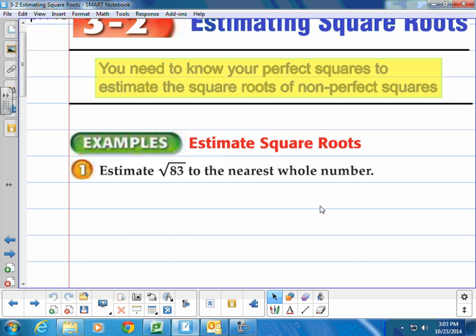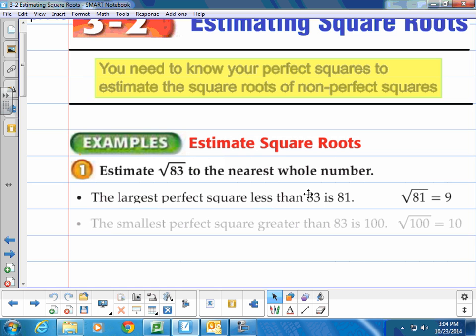First thing I recognize is that 83 is not a perfect square, so I know my number is not going to be a whole number integer. So, I say the largest perfect square that is less than 83 is 81. And I know that the square root of 81 is 9. Then I know that the smallest perfect square greater than 83 is 100. So the square root of 100 is 10.